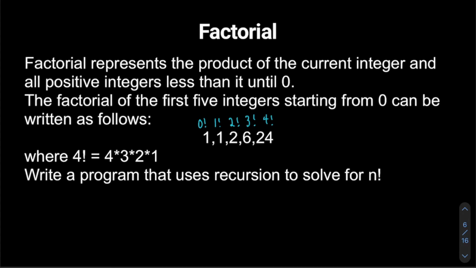And we can see 4 factorial is represented by 4 times 3 times 2 times 1. Right? And we know that the answer to that is 24. So our goal is to write a program that uses recursion to solve for n. Before we get started, let's look at another example. So let's look at the example of n equals 5. If you wanted to find factorial of n equals 5, how would you do it?